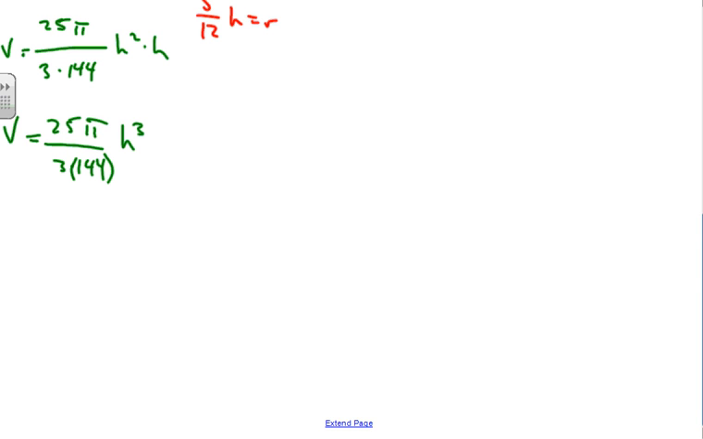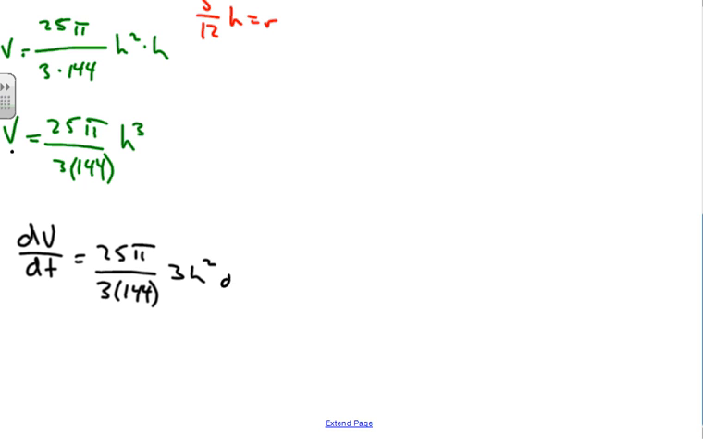From here now, we're going to take this, and now that we eliminate all this stuff, we're going to differentiate it with respect to t. So derivative of V with respect to t is dV/dt. We have 25 pi over 3 times 144, which is our 12 squared, which we got right there. And then we have the derivative of h cubed, which is going to be 3h squared dh/dt.